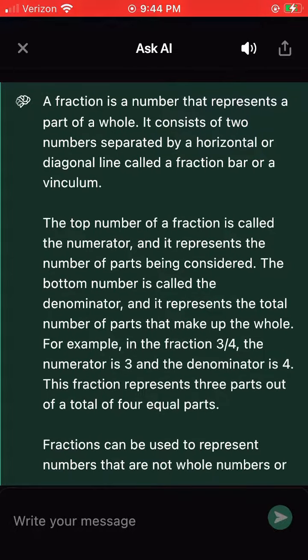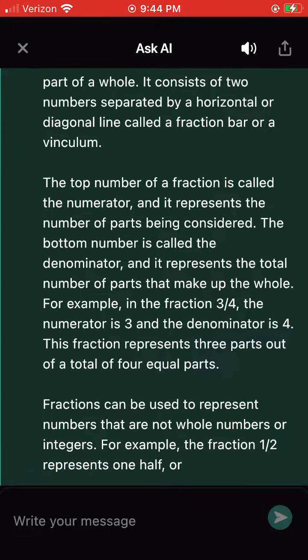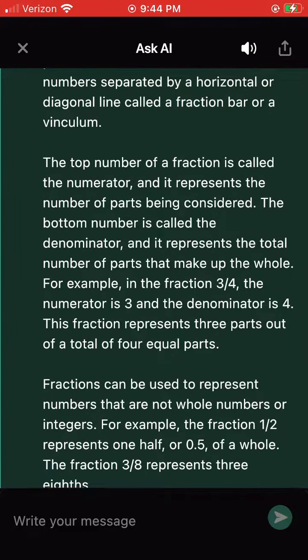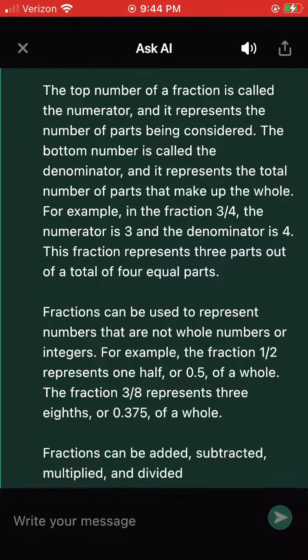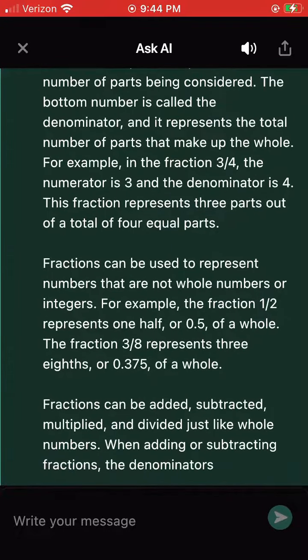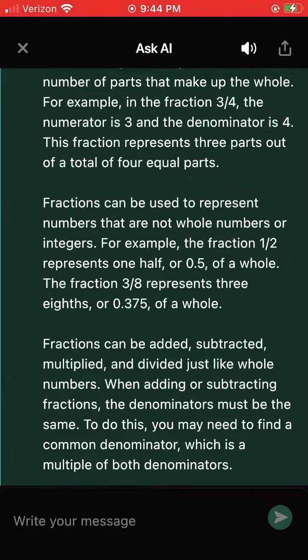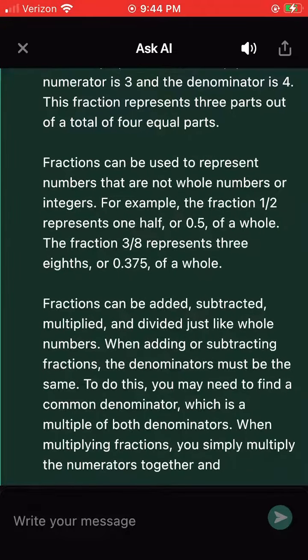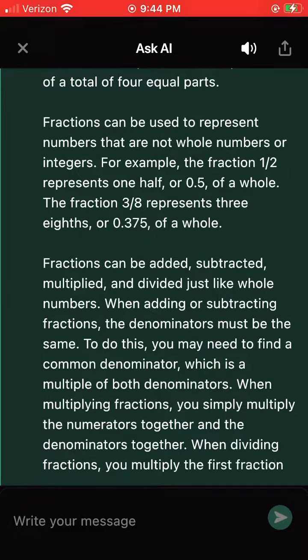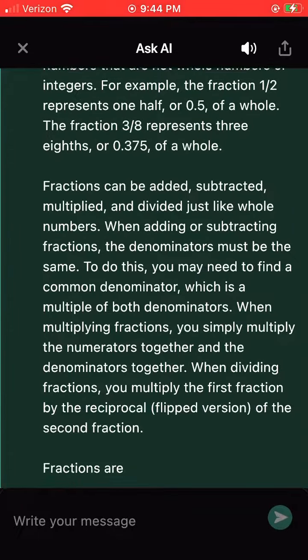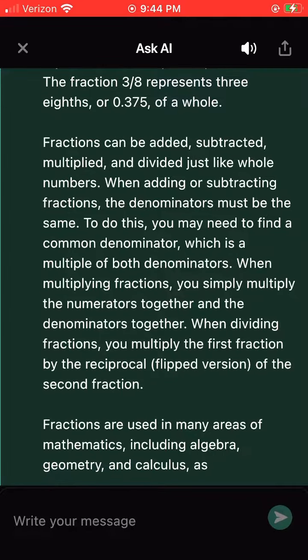For example, in the fraction 3/4, the numerator is 3 and the denominator is 4. This fraction represents 3 parts out of a total of 4 equal parts. Fractions can be used to represent numbers that are not whole numbers or integers. For example, the fraction 1/2 represents 1/2, or 0.5, of a whole. The fraction 3/8 represents 3/8, or 0.375, of a whole.